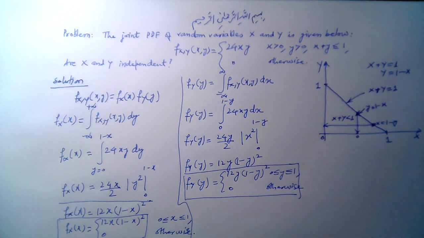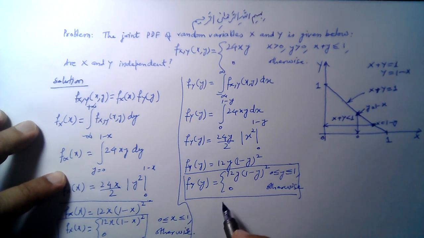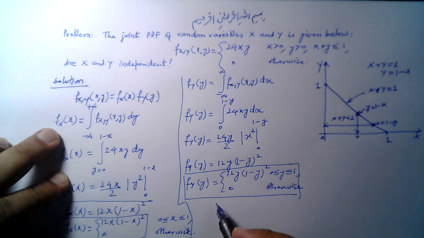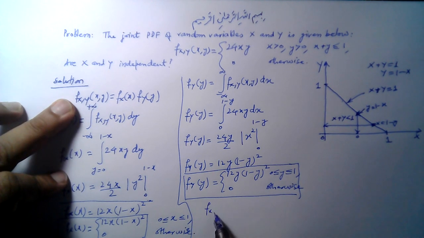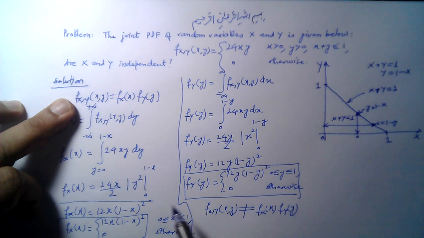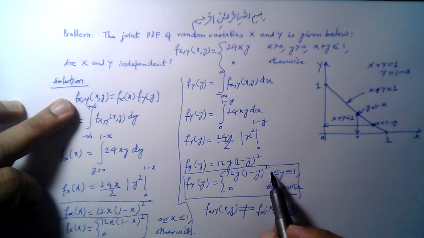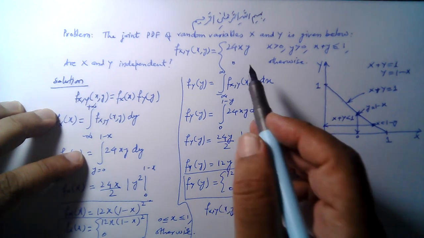So we can see that the product of the marginal PDFs is not equal to the joint PDF. We can see that fx,y(x,y) is not equal to fx of x multiplied by fy of y, right? For example, the product, 12 multiplied by 12, 144xy, then 1 minus x whole square, and 1 minus y whole square. This does not turn out to be equal to 24xy.